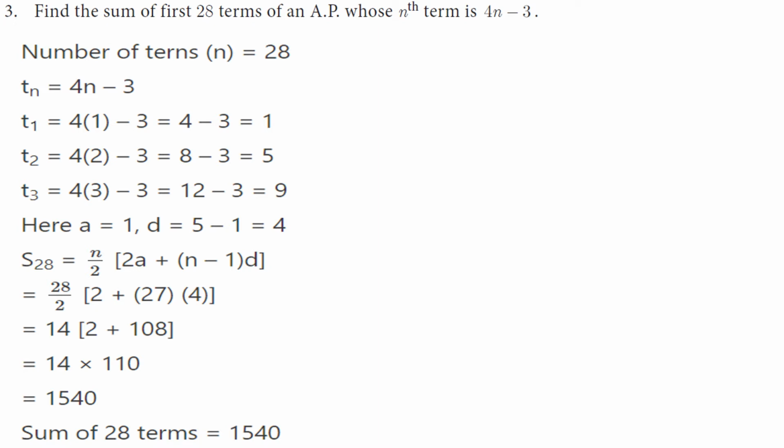So 2 plus 27 into 4, that is 108. Add it, you get 110. Therefore 14 into 110 equals 1540. Therefore the sum of 28 terms equals 1540. Here first we will find out A and D. After that we use the formula and you get the answer.